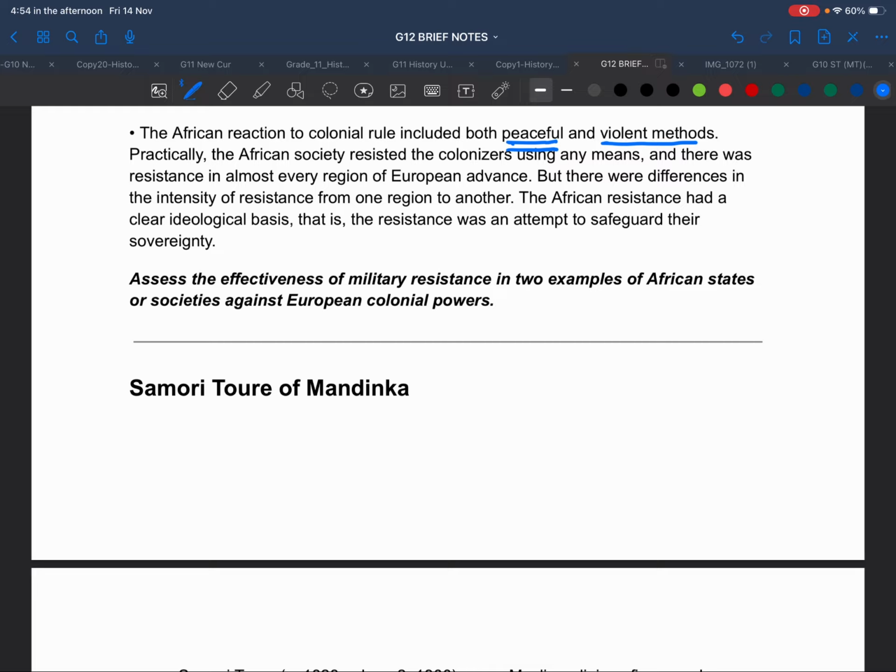The African resistance had a clear ideological basis. That is, the resistance was an attempt to safeguard their sovereignty. Africans knew that their resistance had a clear ideological basis, meaning to keep up their sovereign state, to safeguard their sovereignty and their independence.